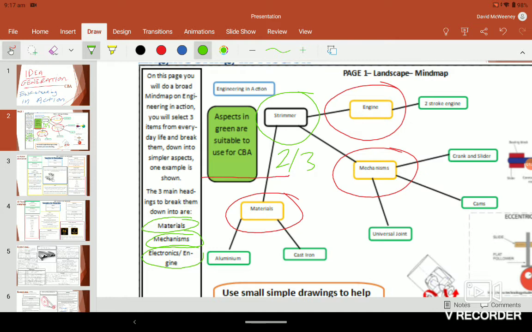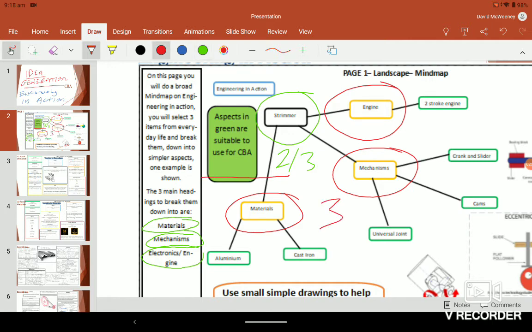Okay, so again, anything with an engine would have engine. Could have electronics as well for a car. If you had car here, it'd have materials, mechanisms, engine, electronics. Okay, it'd have lots there. So that's your idea generation. So what you do is, you can see strimmer, and then I've broken it down into 3 aspects. It needs to be broken down into 3.